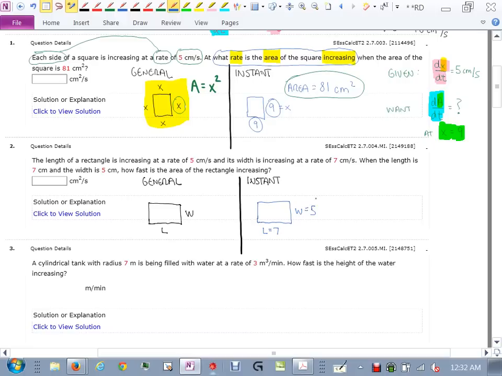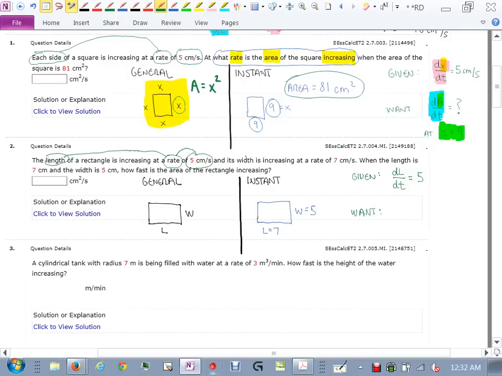Now, I need to look at the things that I want. It's never wrong to write things as you think them. I'm just thinking, okay, what am I given in the problem? Well, I'm given that the length of the rectangle is increasing at a rate, a derivative, right? Derivative of the length at 5 centimeters per second. So I know that dL/dt, change in length with respect to time, is 5. I won't put centimeters per second. We'll know that that's what the unit is.